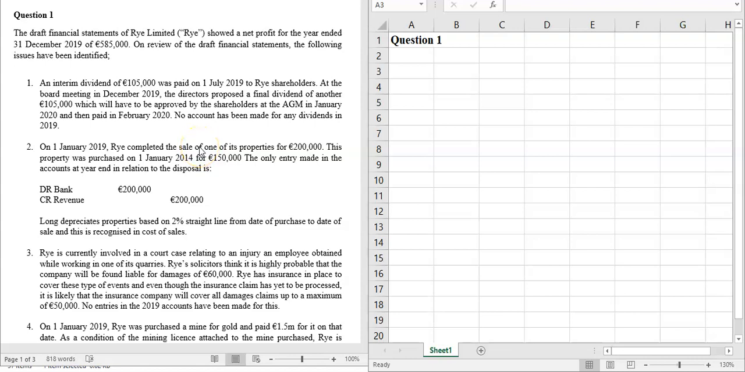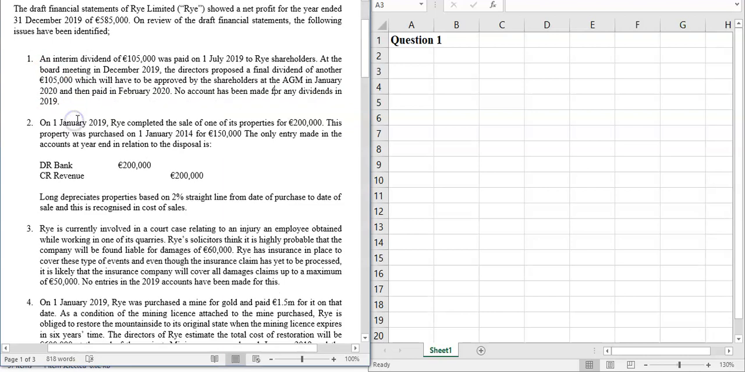In this week's tutorial, we're going to focus on two particular standards, IAS 37 and IAS 10, but we'll also have other standards thrown in as part of the two questions. So we're going to start off with question 1, which is RAI Limited, and you're told the net profit for the year of the draft financial statements show a net profit of 585,000, but there's a couple of key issues. We have 4 key issues we have to deal with.